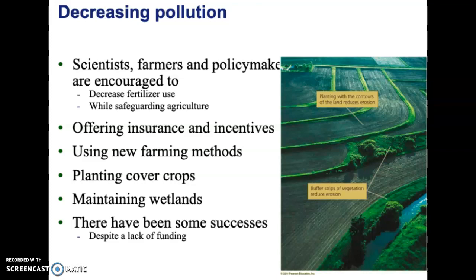So who is it that pays for different things? Who's going to pay if the farmers don't have enough crops because they didn't use as much fertilizer? Or who's going to help them with contour planting if that possibly takes away some of the room that they did have for planting crops or the like?